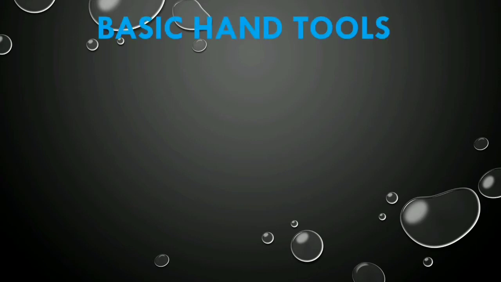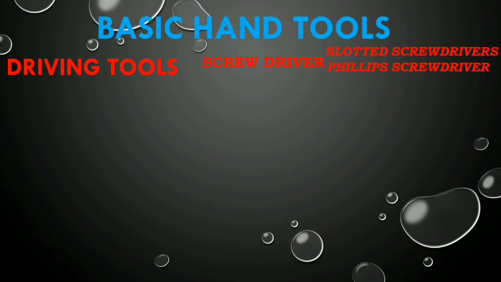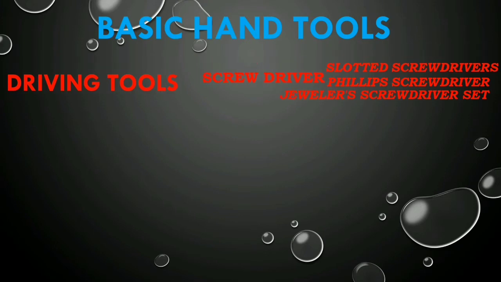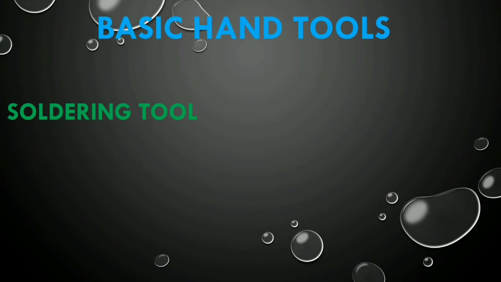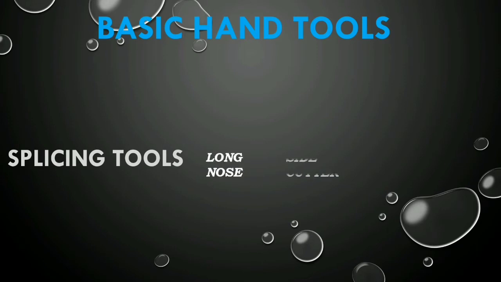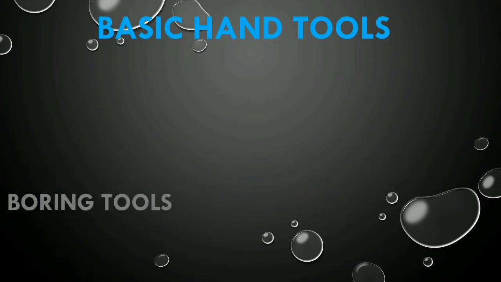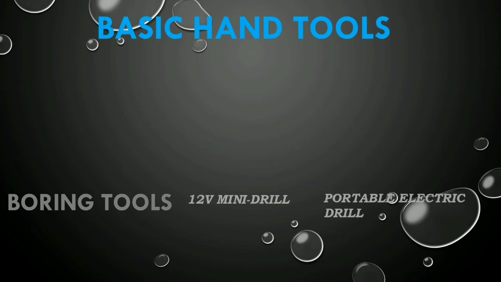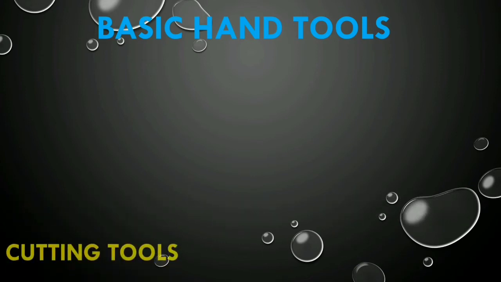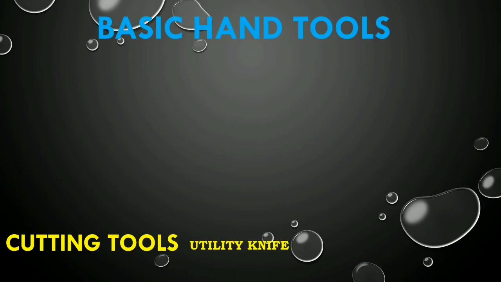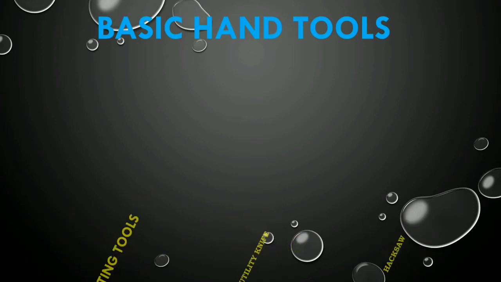So we have basic hand tools. First is driving tools. So under driving tools, meron tayong screwdriver, and under screwdriver we have slotted screwdrivers, Phillips screwdriver, and jeweler's screwdriver set. We have soldering tool, and under soldering tool we have soldering iron, soldering tool stand, and the soldering pump. Under splicing tools, we have long nose, side cutter, and wire stripper. We have boring tools, and under it, we have 12 volts mini drill and portable electric drill. And last but not the least, cutting tools, under it, utility knife and hacksaw.